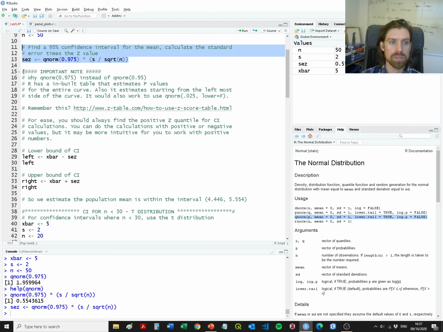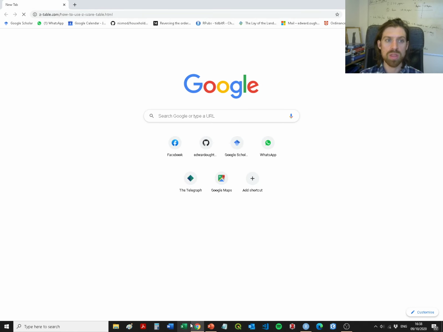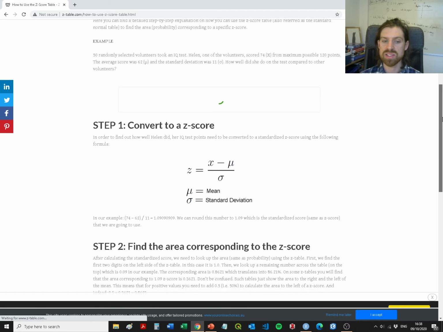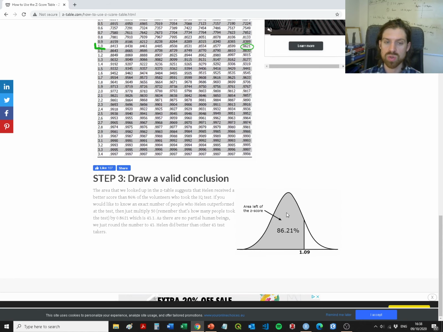Okay, so let's just go over quickly why we use the 0.975 value again instead of the 0.95. Well, as I mentioned, R has a built-in table that produces those probability estimate values for the entire curve, but it basically means that the estimates start from the leftmost side of the curve. So you need to make sure that you take this into account. You will remember that I pointed you to this website previously, Z-Table, and they actually, in this example, use the same type of calculation. So you see here how they have the entire area to the left-hand side of the point, which is slightly different from how we've done it in the book. So it's important to know the difference.